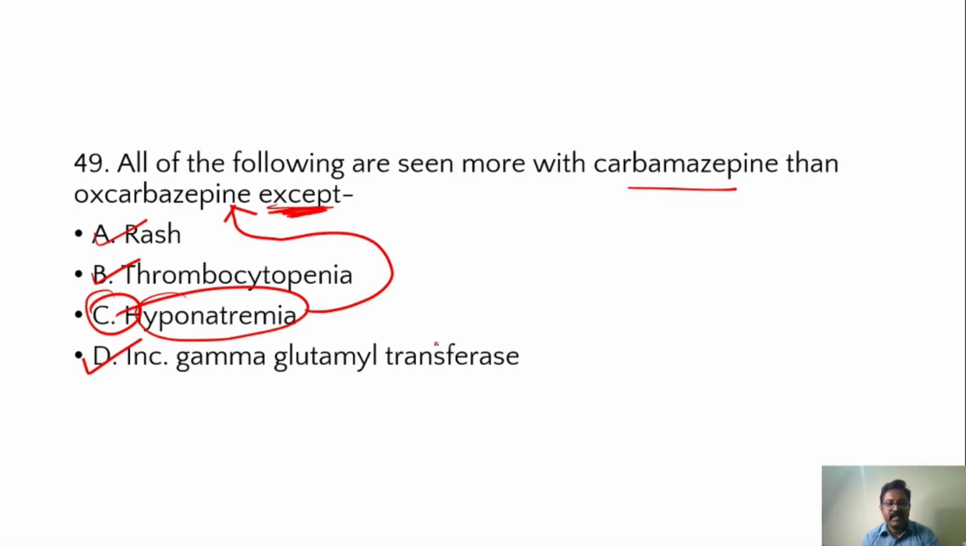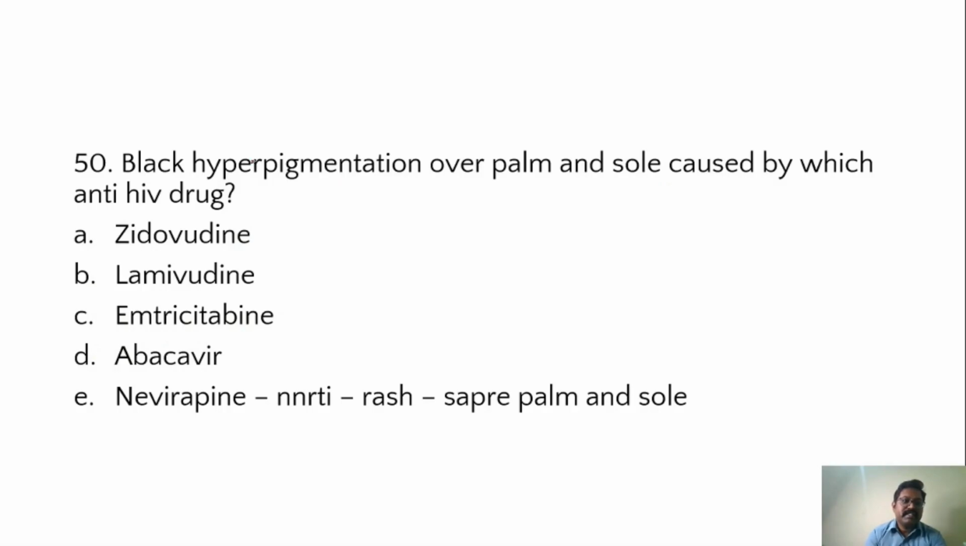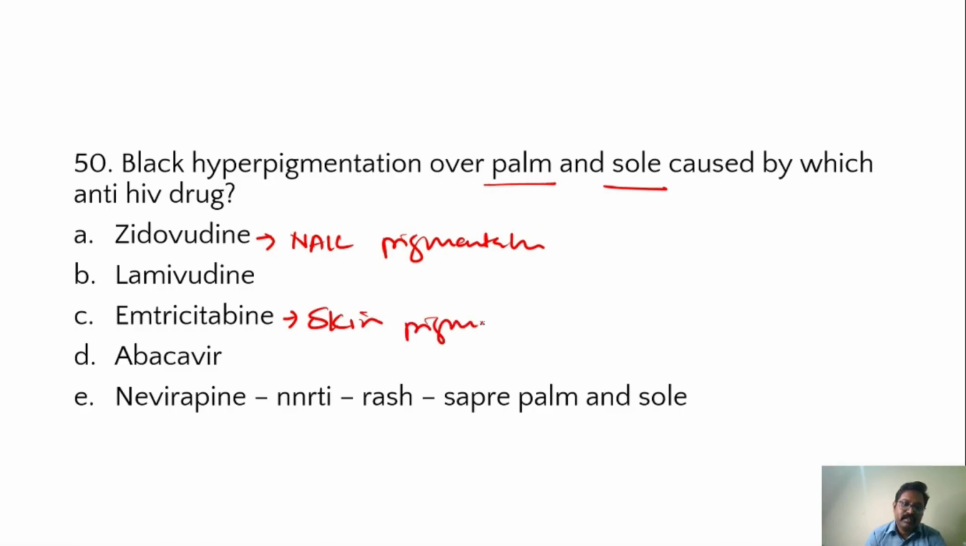That is dilutional hyponatremia. Next comes again: black hyperpigmentation of the palm and sole is caused by. Please remember, there will be confusion between zidovudine and emtricitabine. Zidovudine causes nail pigmentation, whereas emtricitabine will cause skin pigmentation. So here the answer will be emtricitabine. Skin pigmentation can occur over the palm as well as the sole.